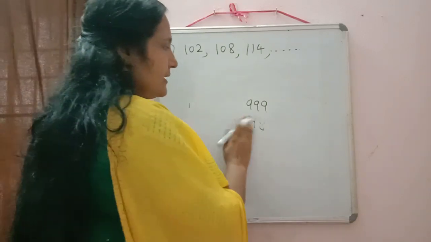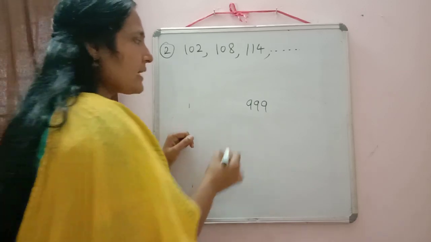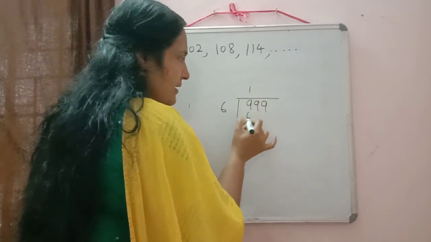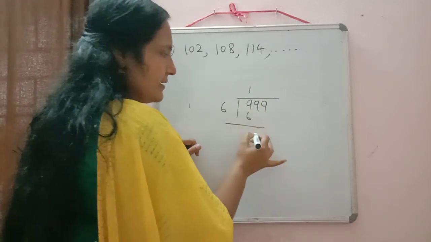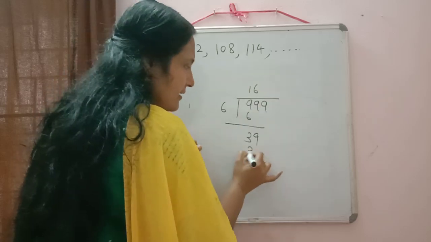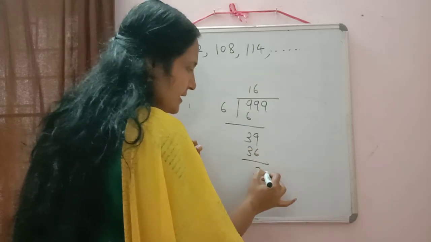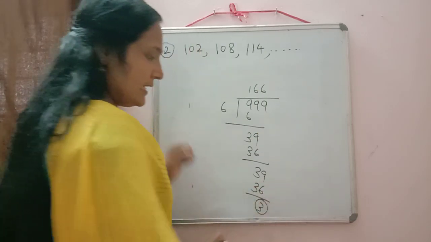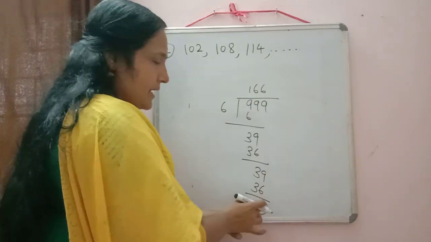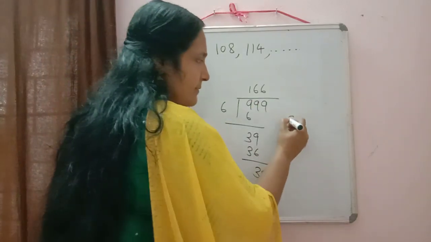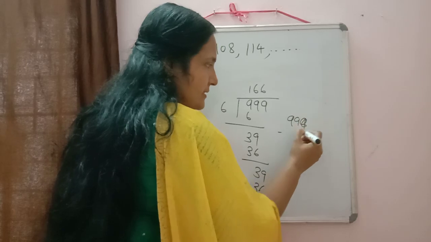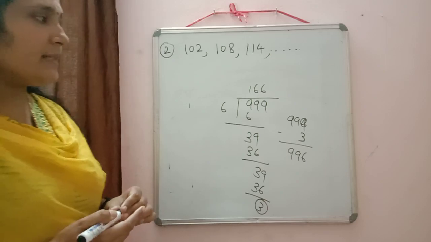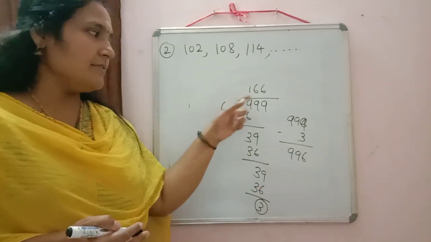Otherwise, if this method is difficult for you, directly you can divide this number by 6. And we will check what will come. 6 ones are 6. 9 minus 6, 3. Then 9 will come. 6 6 are 36. Again 9 minus 6, 3, 39. 6 6 are 36. What is the remainder coming? 3. Then what we will do? We will subtract the remainder from 999. 999 minus 3. So that will be equal to 996.